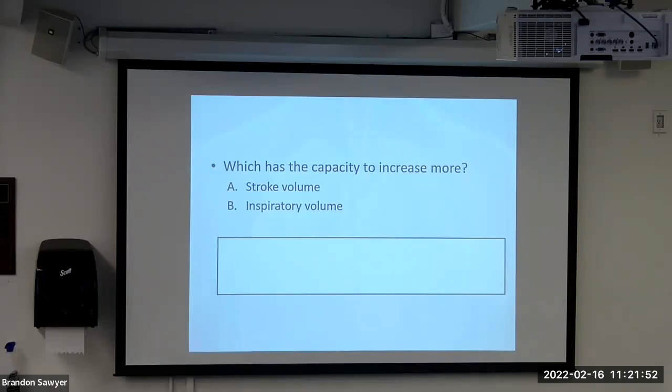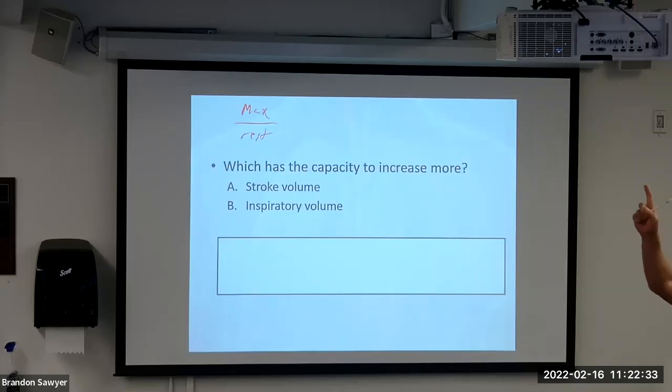And so you have all these numbers already, right? Because we've looked at maximal and resting stroke volume. We've also looked at tidal volume, which would be kind of our normal inspiratory volume versus inspiratory reserve volume, right? So you could actually see how much each one increases. And the way you really do that is through what's called a fold difference, which really all we do is take maximal divided by resting. That'll give you a fold difference, like it can increase 2 times or 3 times or 5 times or half a time.